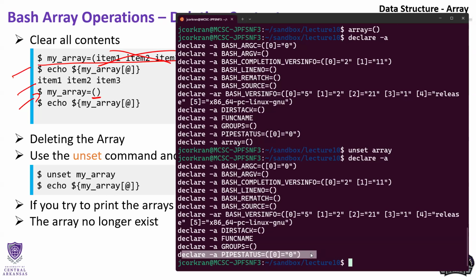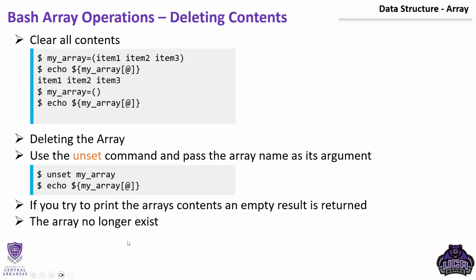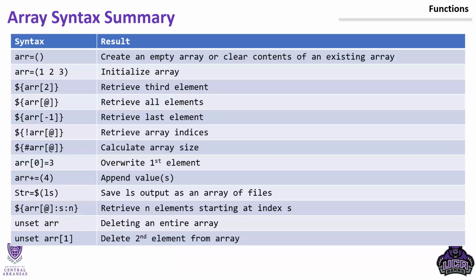So there is a difference. If you just clear it, the array still exists. It's still in memory, it just has no values. So here's pretty much everything we've talked about in a nice little list for your reference right there.